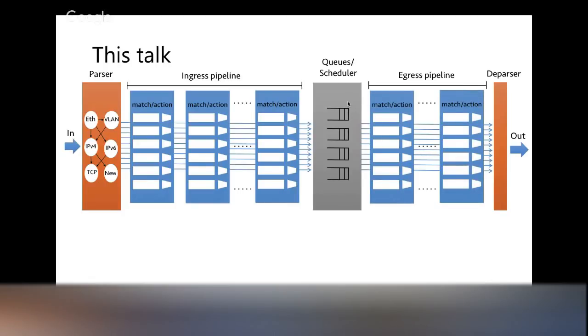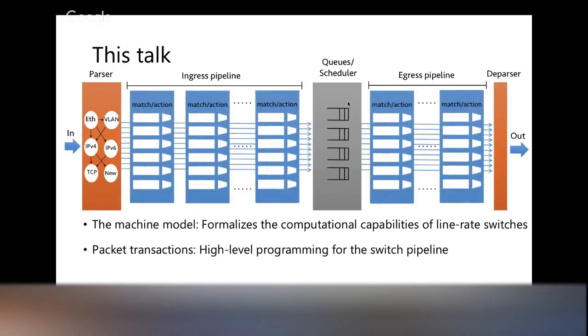So within this, I'll talk about 3 concrete pieces of work. The first two have to do with the pipelines. The first third of the talk, I'll talk about a machine model that formalizes the computational capabilities of the ingress and egress pipelines. So what does it mean for these switches to be programmable? What does their instruction set look like? And what are the design considerations when designing these instruction sets?